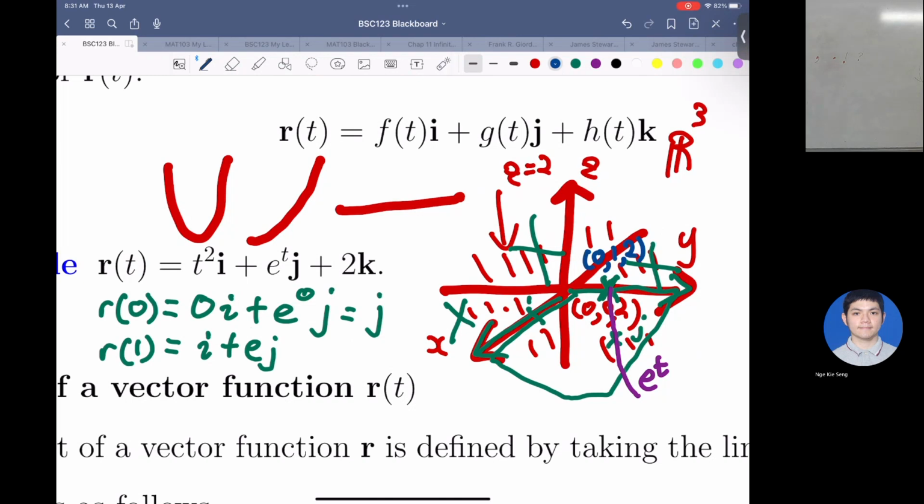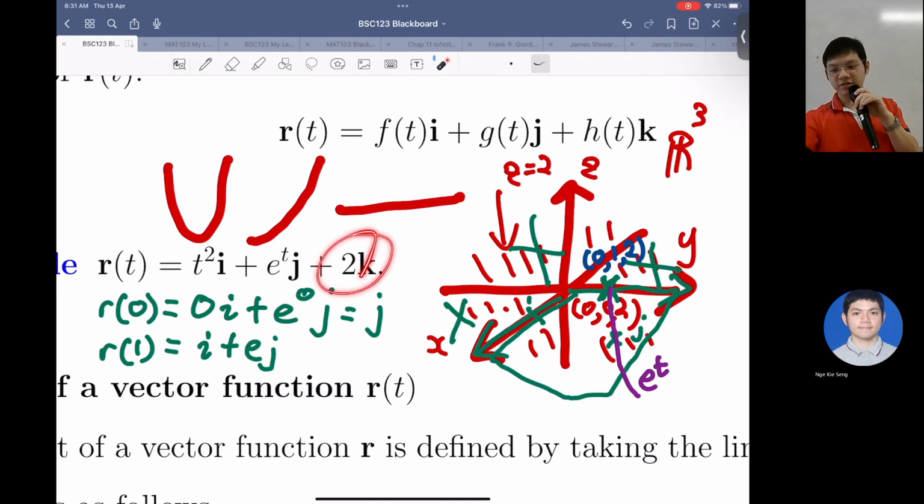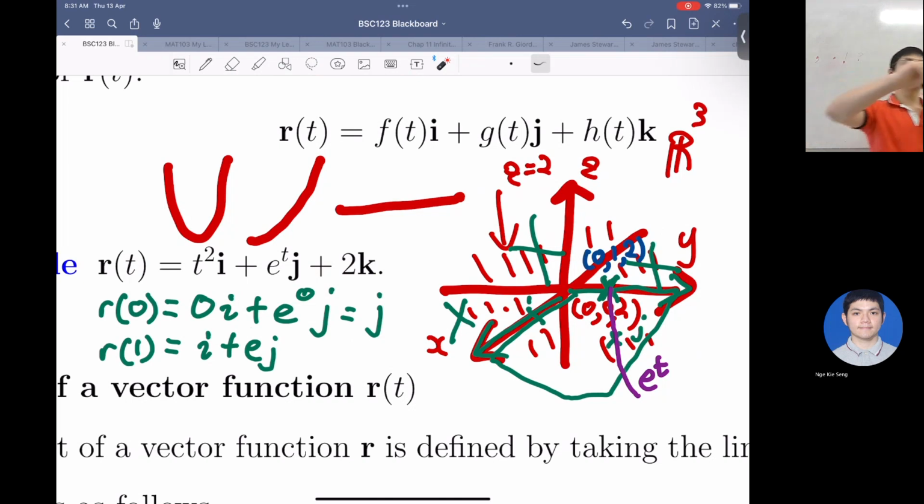Increasing or decreasing in t, but this one is constant in z. You get what I mean? If you're going to move up or down, you will be changing in the z direction, but there's no change in z direction here. You're not changing the height of the graph. It just tells you which level you're at. For example, you are at the first floor, or the second floor. Let's say 0 is the ground floor. Now it's at 2, so it's at the second floor.